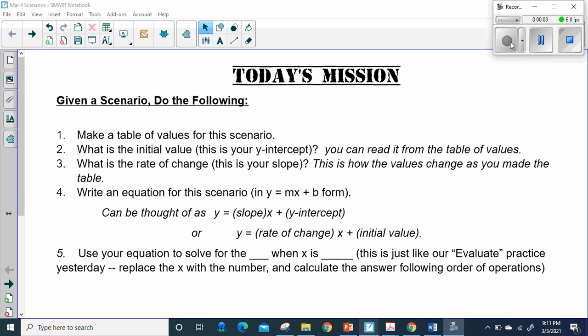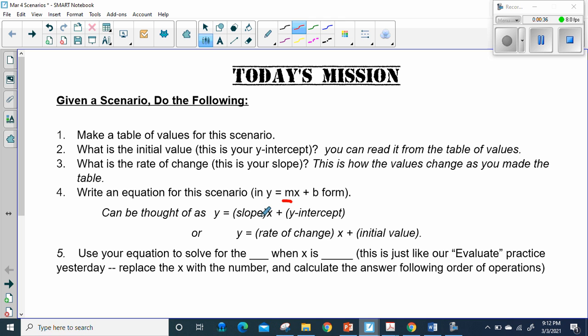All right, so today's mission is looking at scenarios, and then we're going to use what we've been learning about lines to help us solve these scenarios. So the first thing I'm going to do is give you a scenario, and then I'm going to ask you to do some things. I'm going to ask you to make a table of values, figure out the initial values. That's another word for y-intercept. Figure out the rate of change, which is your slope. So that's how the values change as you make the table. We're going to write an equation. So we know the y equals mx plus b form because we've been working with that a whole bunch.